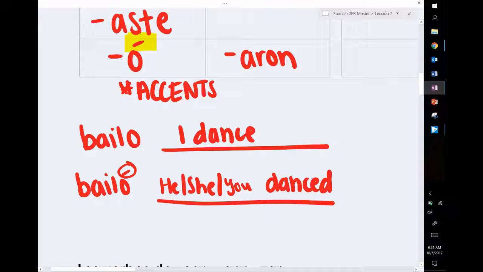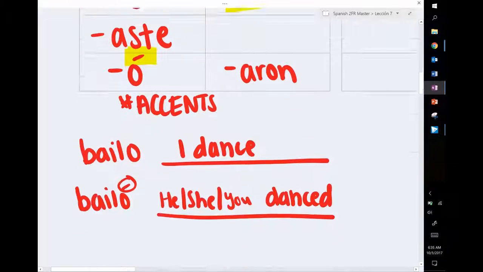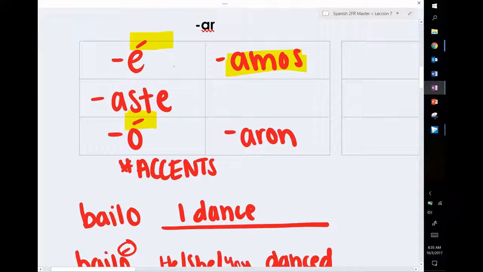If you do not have an accent, say on a test or a quiz, maybe a homework assignment I collect, definitely the super site, it will get marked wrong, and it's not just going to be one little half point, it'll be a full point off. You have to know where these accent marks go on your endings. They are very, very important. So again, our AR verbs: é, aste, ó, amos, aron.